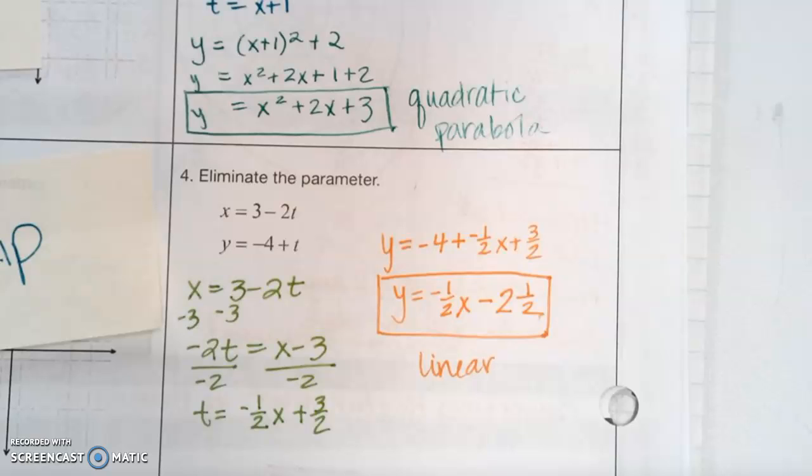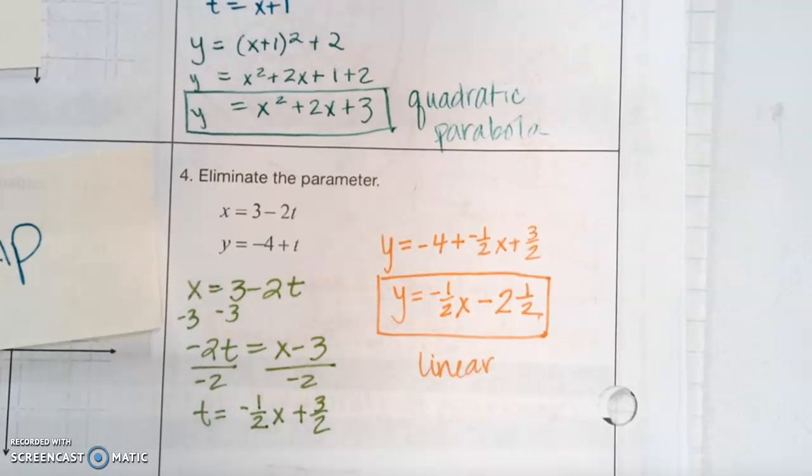So we're going to have negative 4 minus 1/2 x plus 3 halves. Then we combine any like terms. Let's see, these two would be our like terms, right? And that simplifies down to negative 1/2 x minus 2.5. That x is to the first power, so it makes it linear.